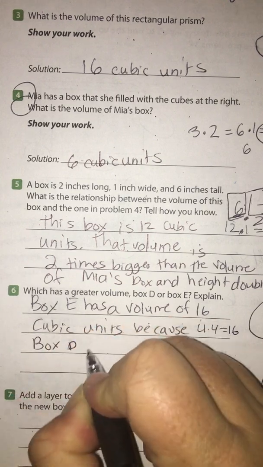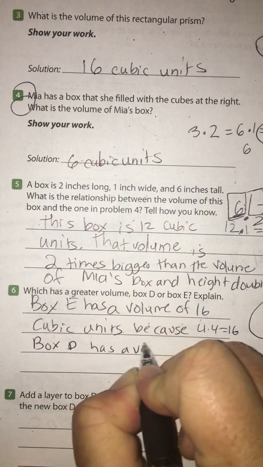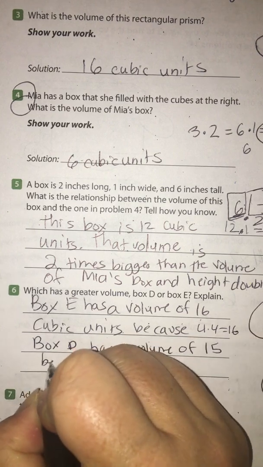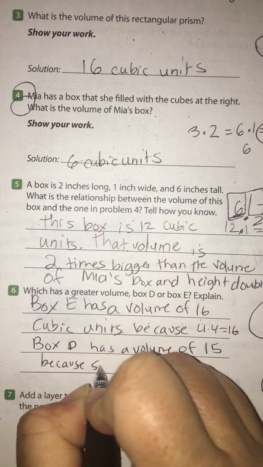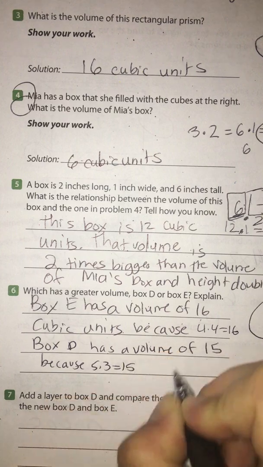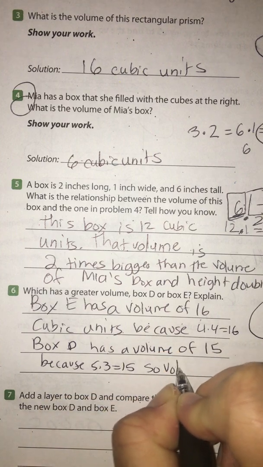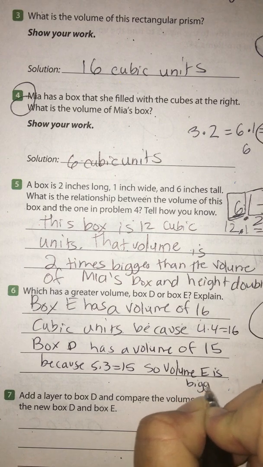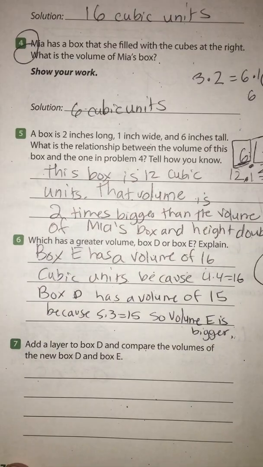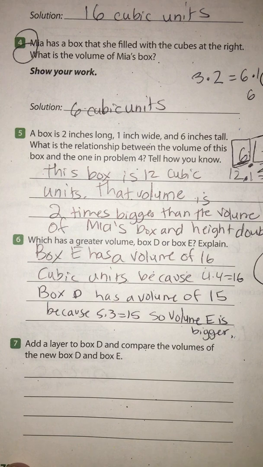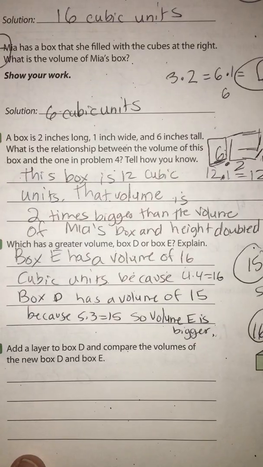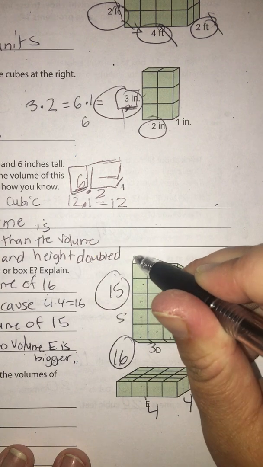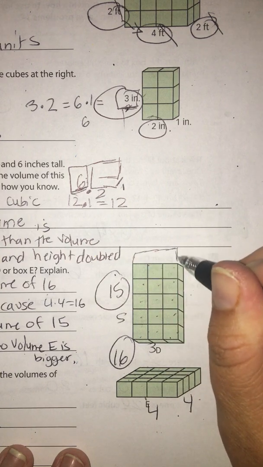Box D has a volume of 15 because 5 times 3 equals 15. So volume E is bigger. All right, add a layer to box D and compare the new volumes, okay? Add a layer to D. Add my layer.